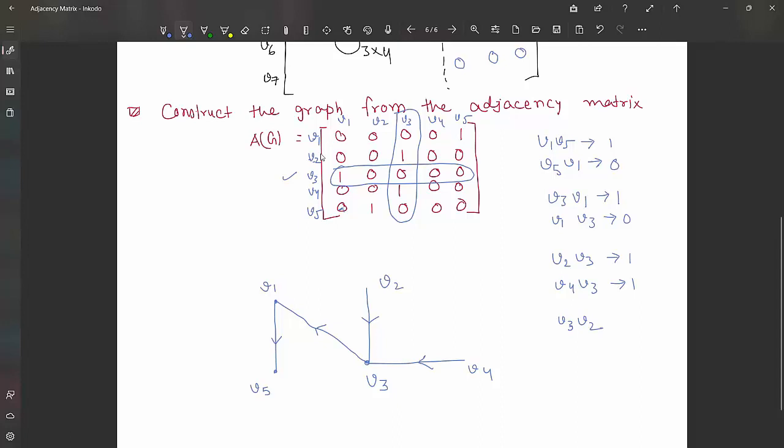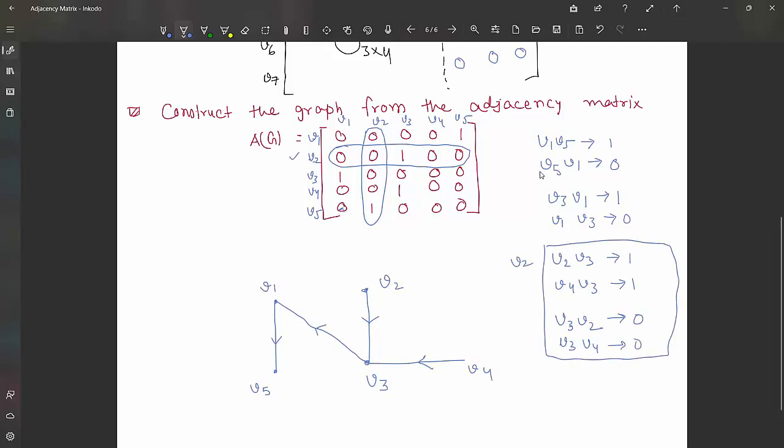At the next stage, we will take any of the other vertices. Let's take v2. Now take the rows of v2 and the columns of v2. First check the row: v3 v2 is equal to 0, and v3 v4 is also equal to 0, just to complete. This is the observation corresponding to v3, and this is the observation corresponding to v1.